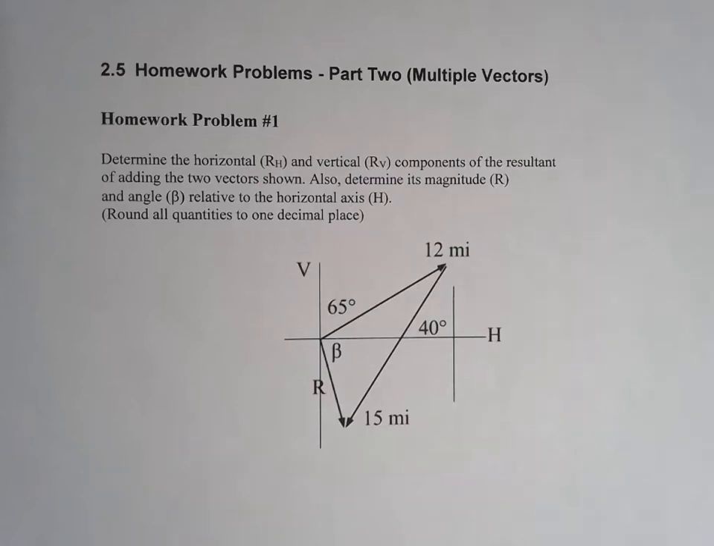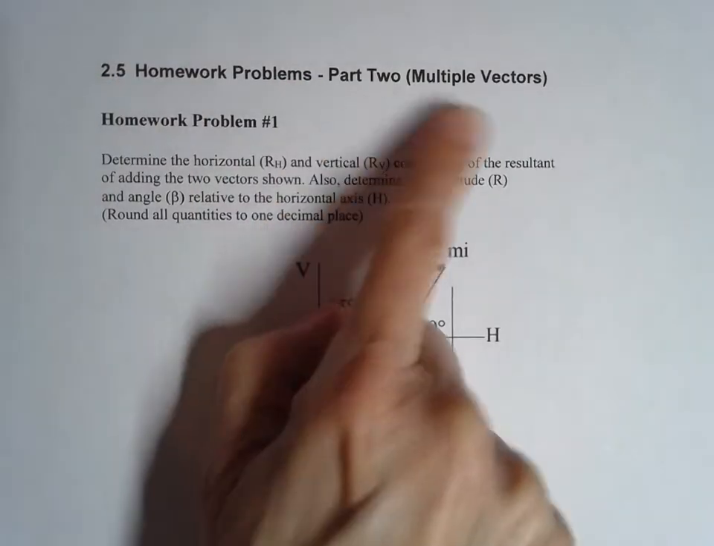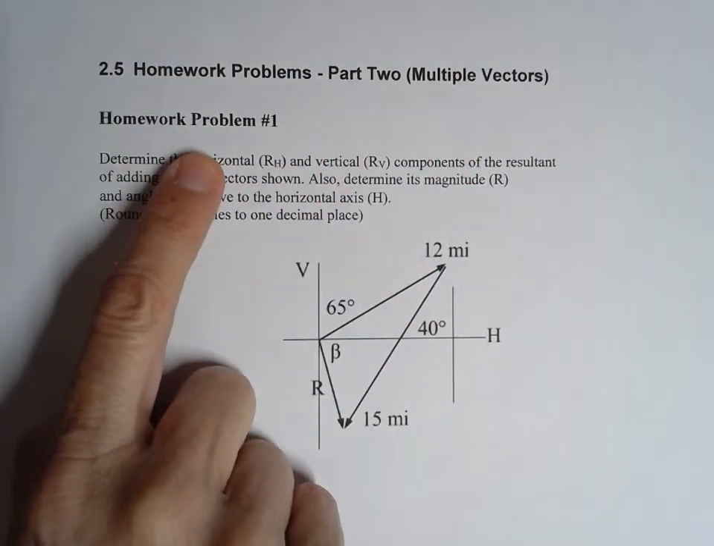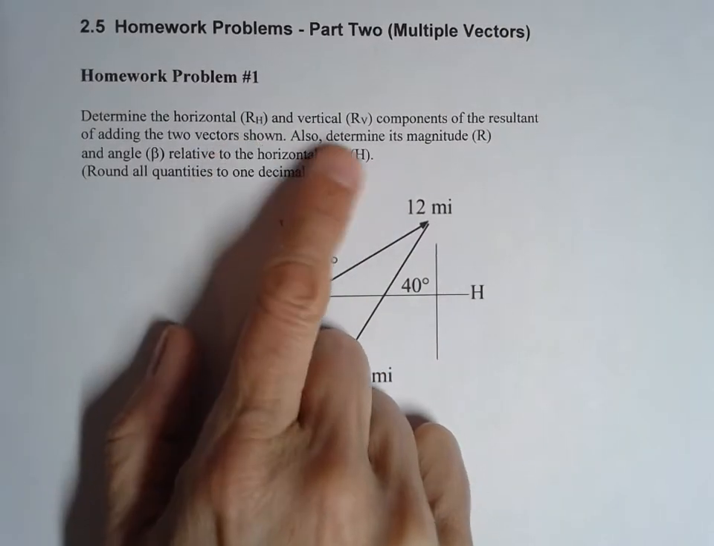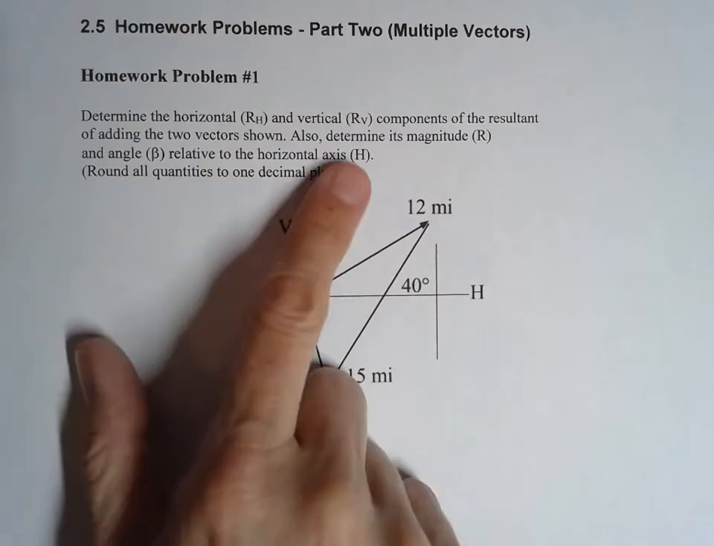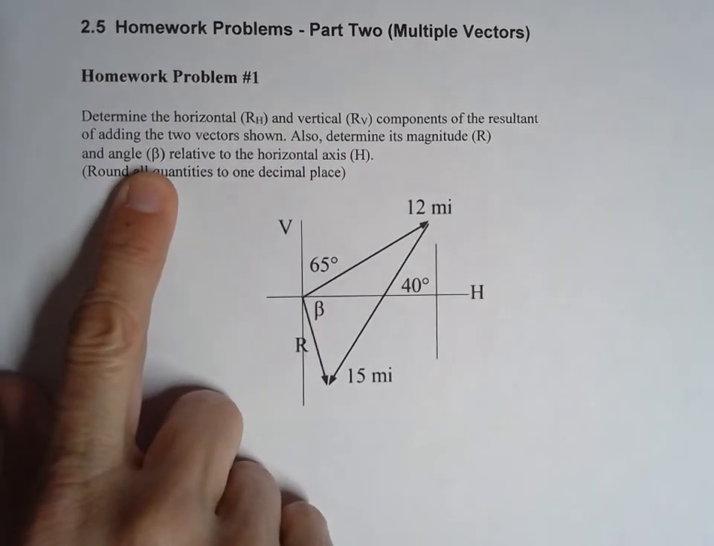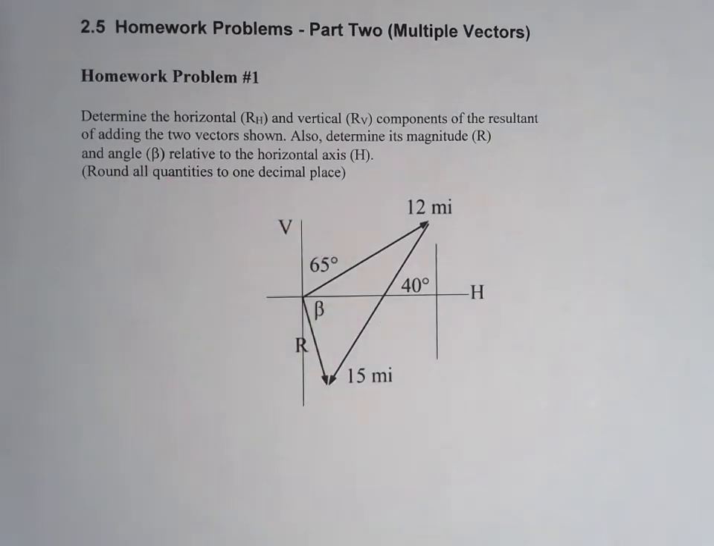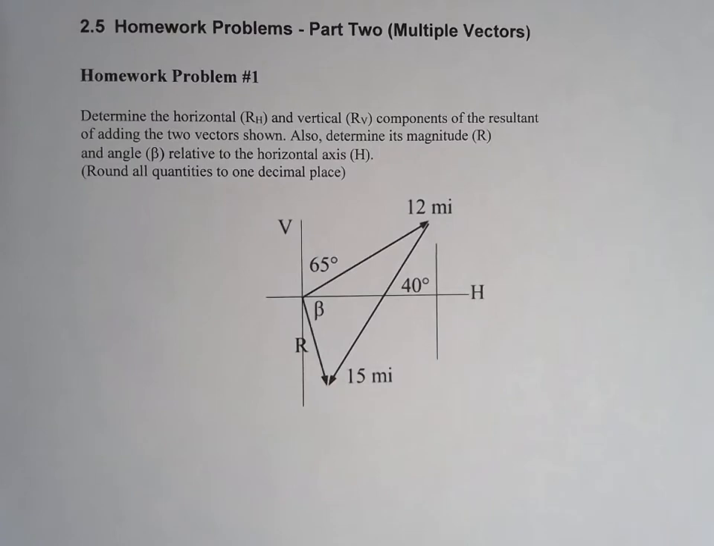Okay, you're going to take a look at the homework problems from Chapter 2, the second part on multiple vectors, and start off with homework problem 1, where we're going to find the resultant horizontal and resultant vertical components of R, and also its magnitude and the angle beta that it makes relative to the horizontal axis. So let's just take a look at what's going on here before we start solving things.